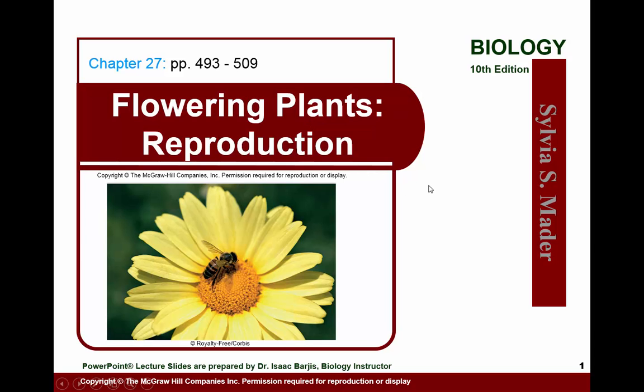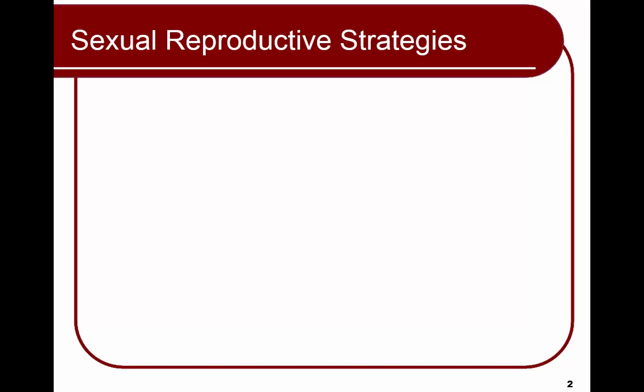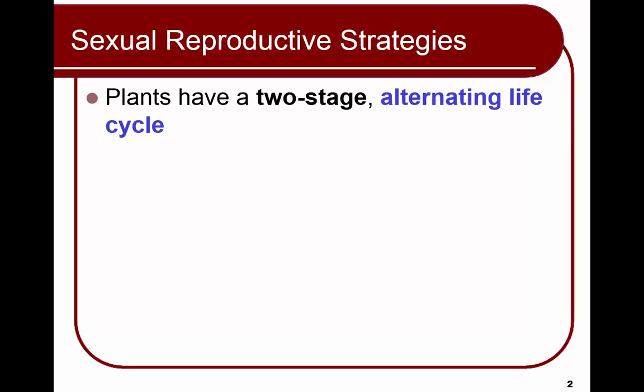We're now on chapter 27, which is our last chapter in our plants, or botany, unit, and we're going to end up talking about our flowering plants and how they reproduce. And we want to go back and look at their reproductive strategies. Sexual reproduction is advantageous because it generates variation.